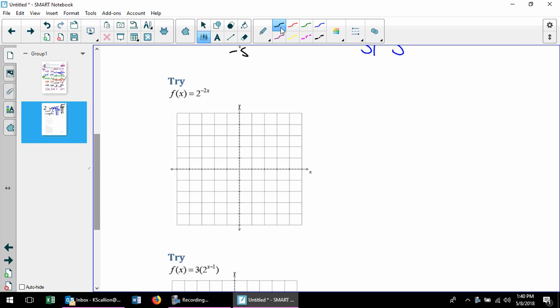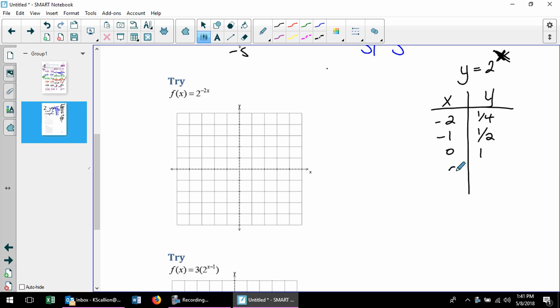So again, I'm going to take a moment. I'm going to do my table of values for my y equals 2 to the exponent x. I'm just going to stand here and make an X on the board. So negative 2 and 1/4, negative 1, 1/2, 0 and 1, 1 and 2, 2 and 4. So if I were to graph this, you guys are going to get so good at graphing this stuff. So there's my asymptote for my original one. I'm going to put a dash line on for this one.